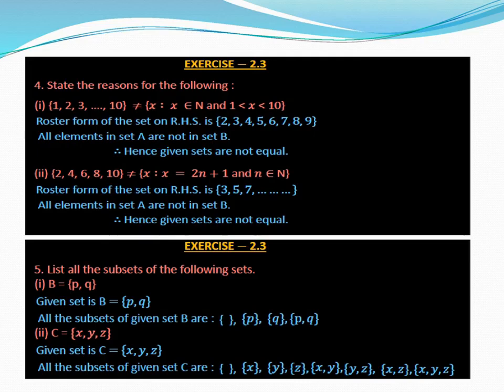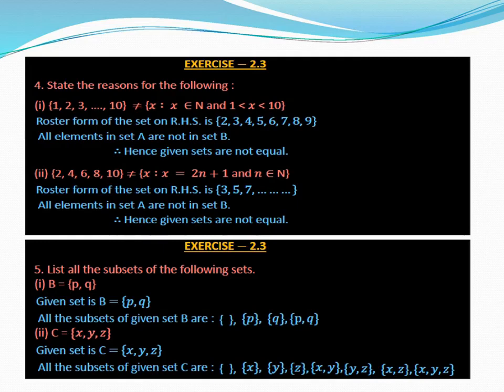So the roster form of the right side set builder form is 3, 5, 7 and so on. All the elements in set A are not in set B. Here two sets are different. Hence the given sets are not equal. Now we will solve the fifth problem.